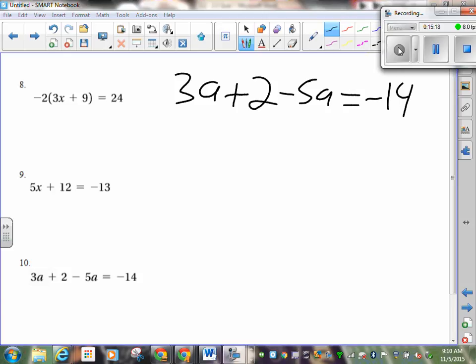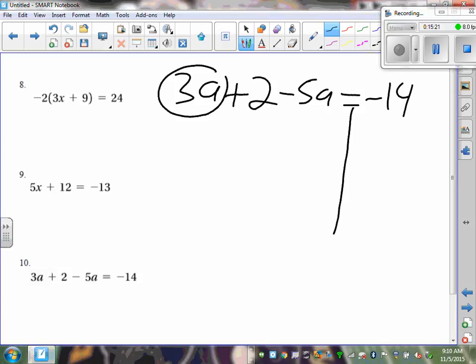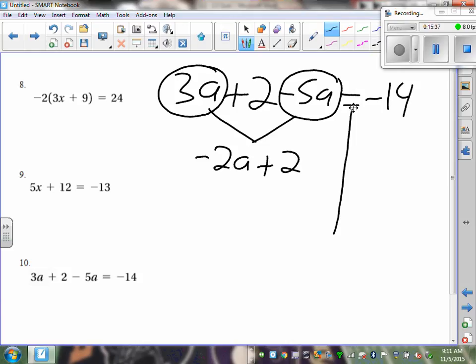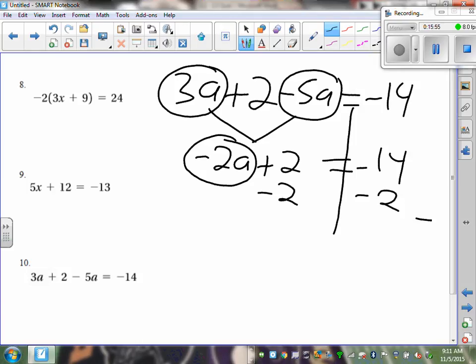Again, draw my wall. Let's see my letters. Let's circle them. 2 circles on the same side. I need to combine them. 3 minus 5 is negative 2a, plus 2 equals negative 14. Again, circle. Find my letters. Where do I start? Where the circle is. What's next to the circle? Plus 2. What do I do? I subtract 2 from both sides.